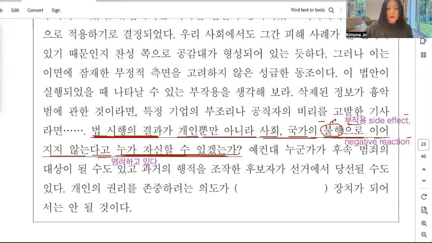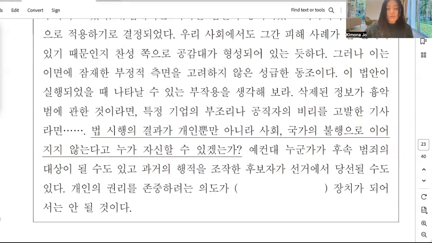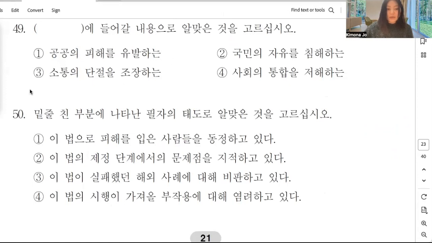That's why the right answer is number 4. 이 법의 시행이 가져올 부작용에 대해 염려하고 있다. Is concerning about the side effect, the negative reaction that this law's enforcement or the enforcement of this law will bring. So this parenthesis modifies side effect 불행. So that's why number 4 is the right answer.